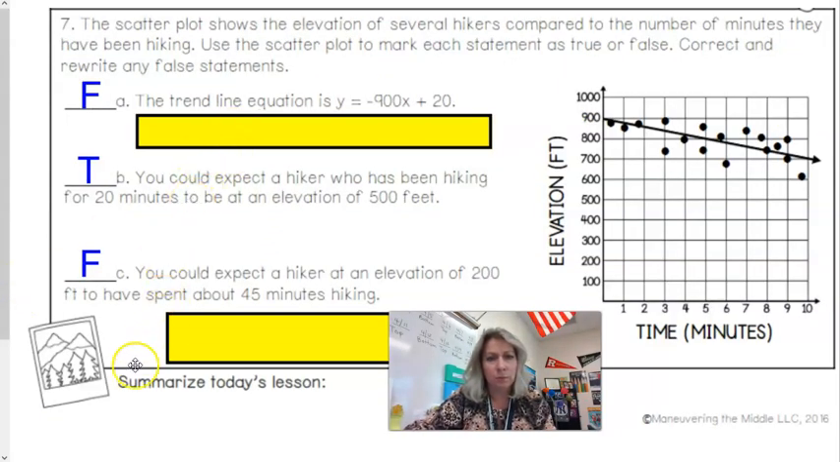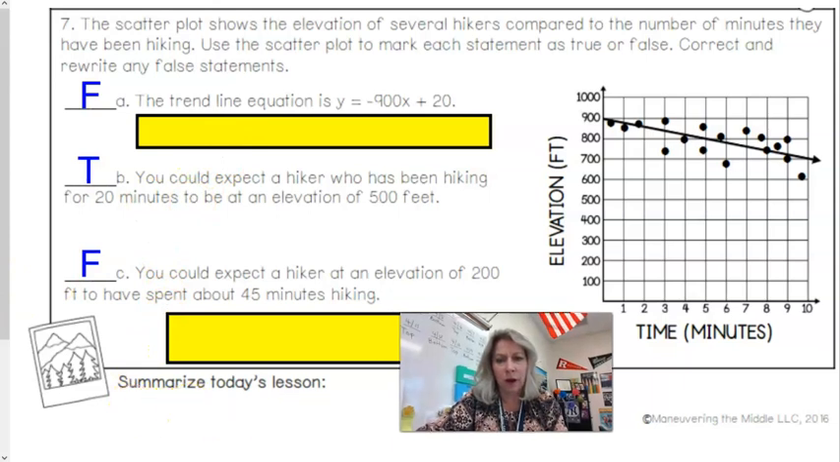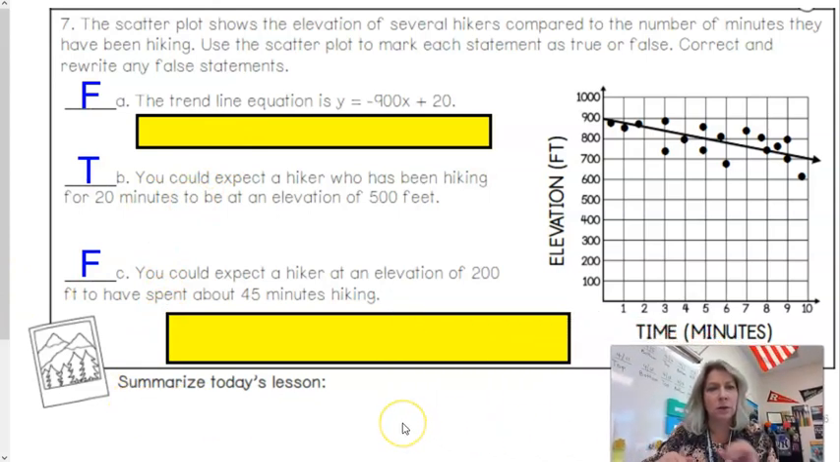Oops, I already forgot to hide the answers to A, B, and C. All right, the scatter plot shows the elevation of several hikers compared to the number of minutes they've been hiking. Use the scatter plot to mark each statement as true or false, and correct and rewrite any false statements.